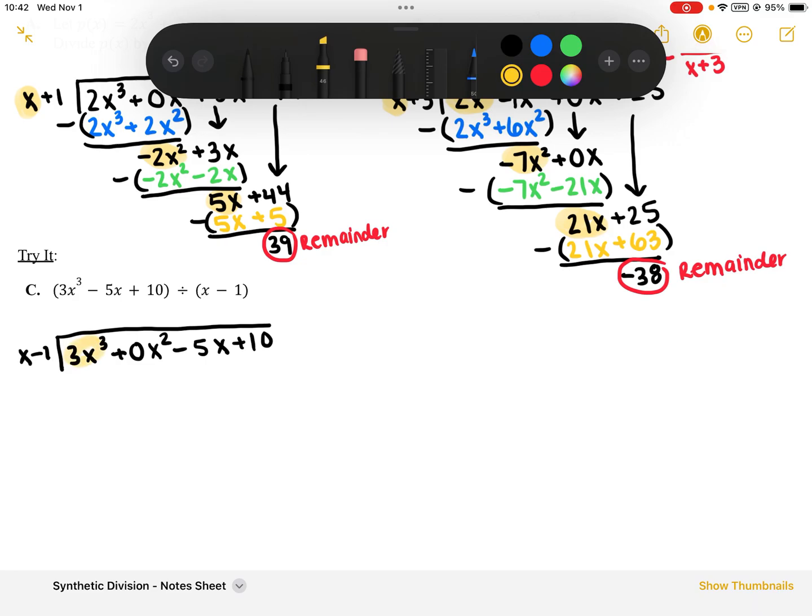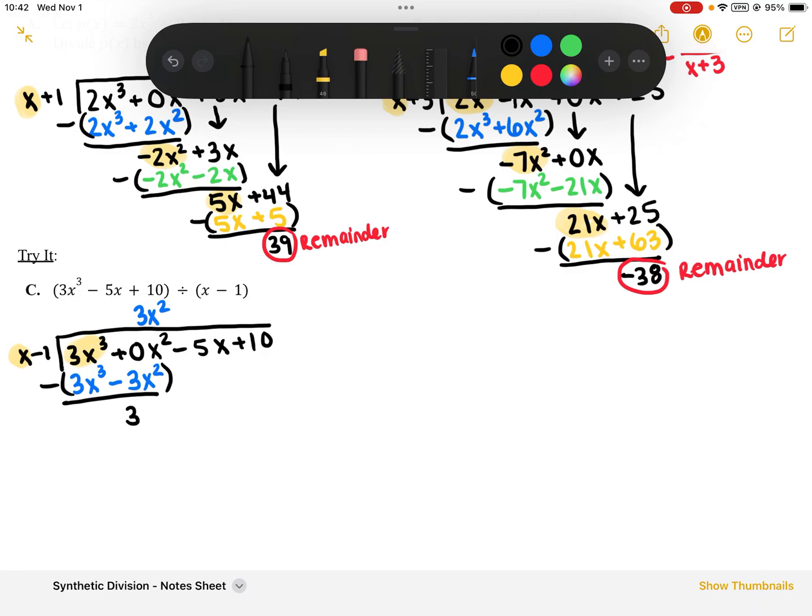So I need to figure out what's missing. So I have 3x cubed and x. So I need to multiply x by 3x squared. So 3x squared times x gives me 3x cubed. 3x squared times negative 1 gives me negative 3x squared. From here, I'm going to subtract.